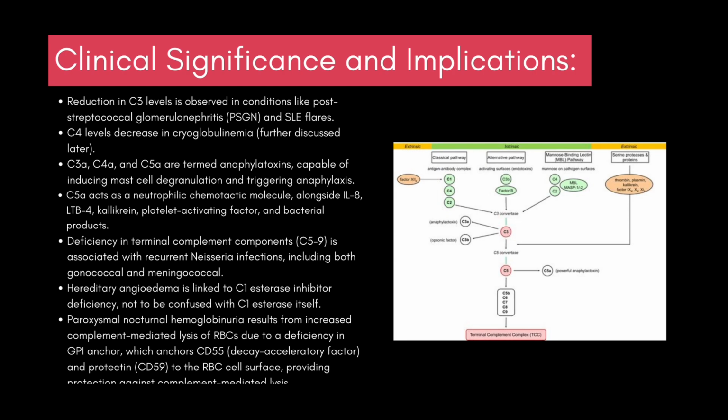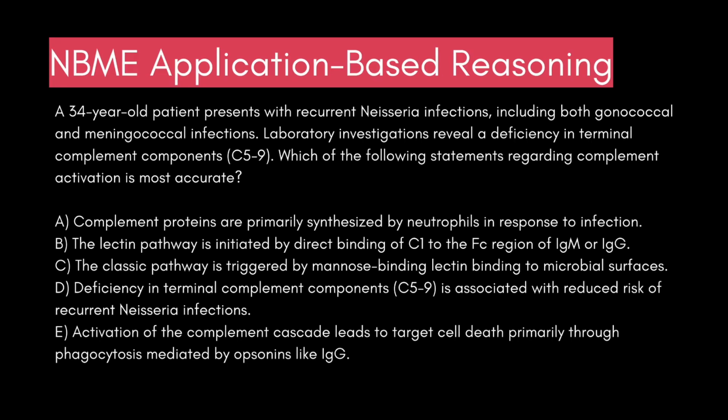Alright, now that we have a good introduction and baseline, let's go ahead and take a look at some questions. A 34-year-old patient presents with recurrent Neisseria infections, including both gonococcal and meningococcal infections. Laboratory investigations reveal a deficiency in terminal complement components, C5 to C9. Which of the following statements regarding complement activation is most accurate?